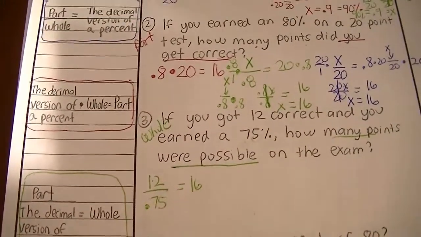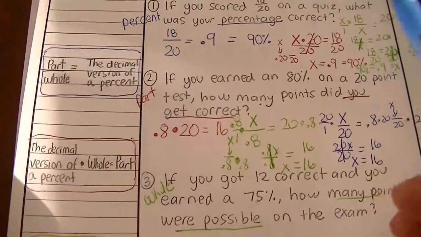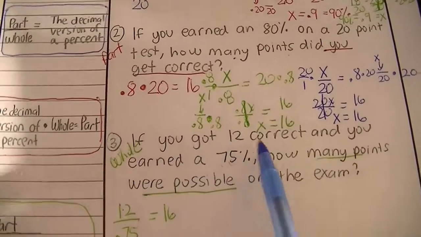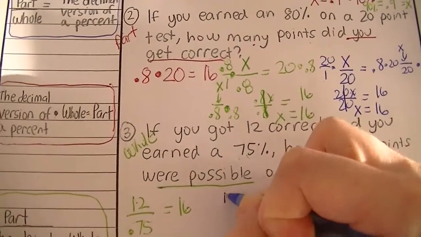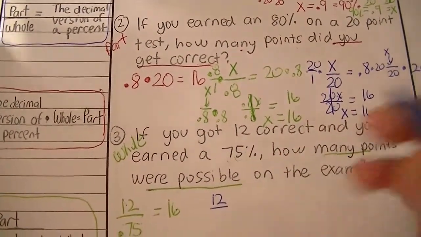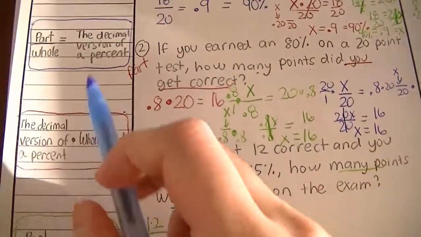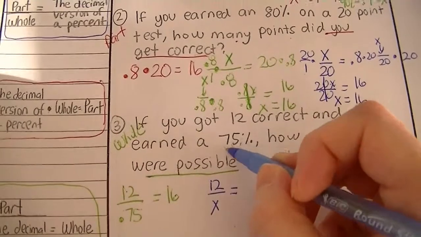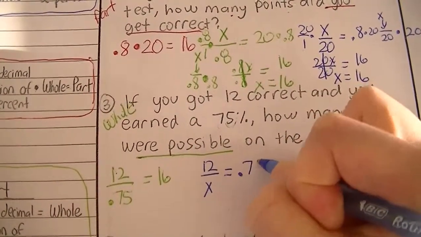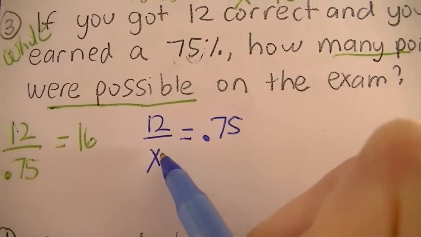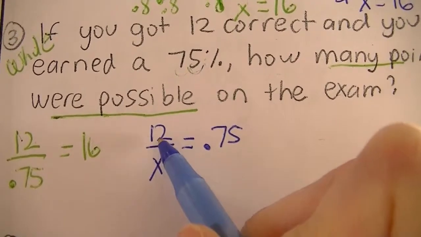Now let's use this one to show you that one will work. Part divided by whole equals the decimal version of the percent. So the part was 12. The whole, we don't know because it says how many were possible. But we do know the decimal version of the percent would be 75/100. Okay, so you'll see that the x is in the denominator and you're not used to those types of problems to solve. But this is all you do. You started with 12.